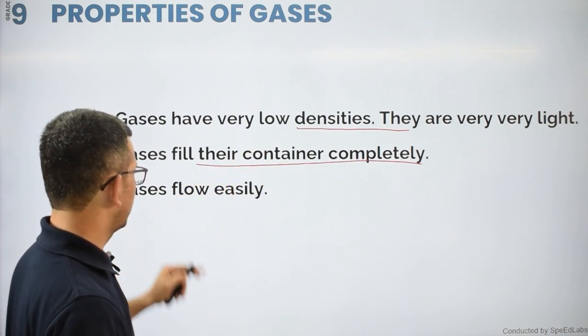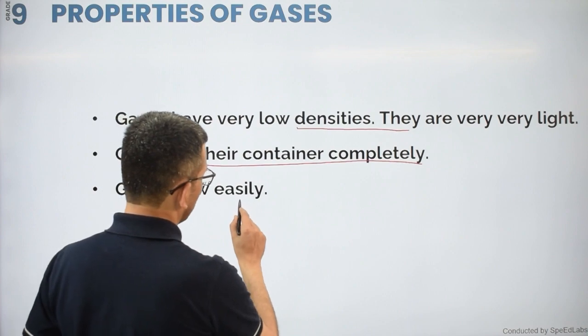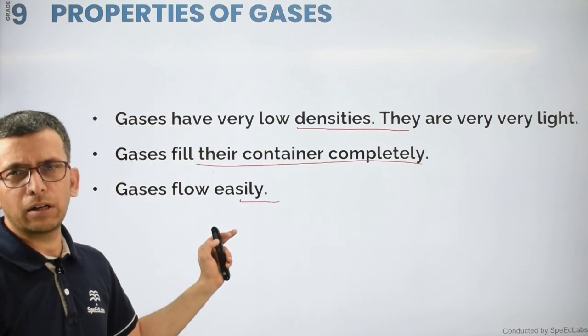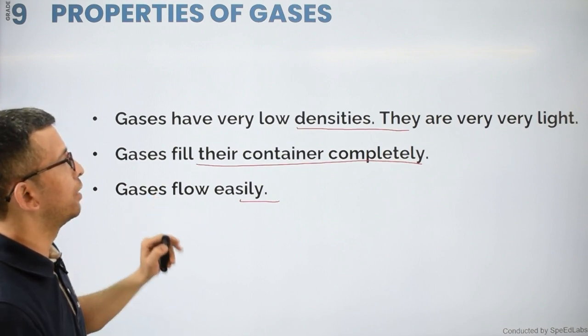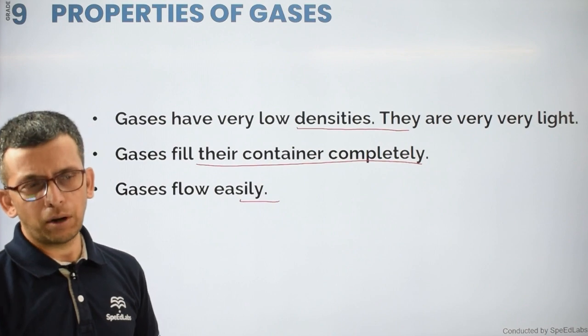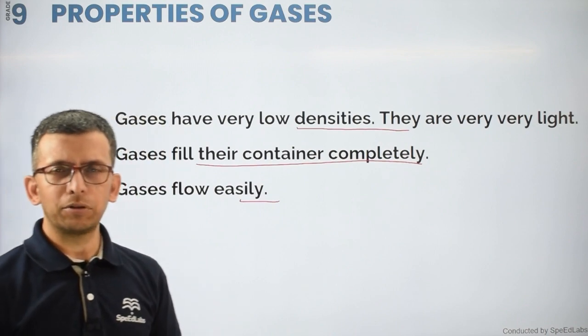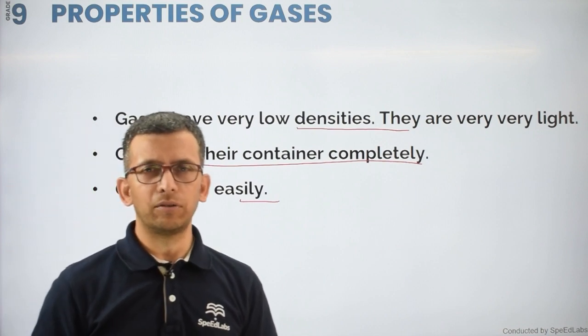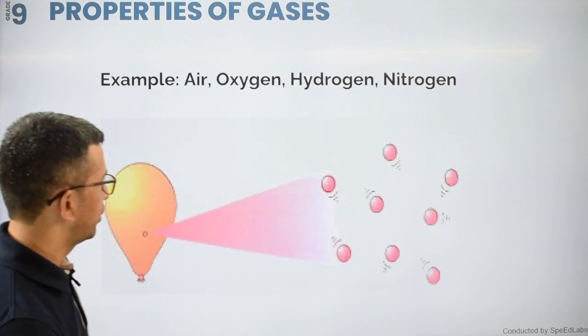Gases flow easily because there is a lot of intermolecular space between them, and even the kinetic energy of gaseous molecules is very high here. So students, what have we seen? We have seen about the solids, we have seen about the liquids, and we have seen the gases and their basic properties here. So students, what is next here?